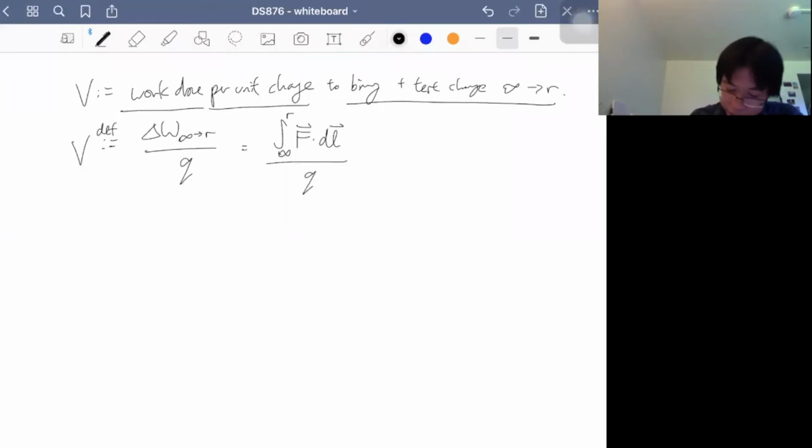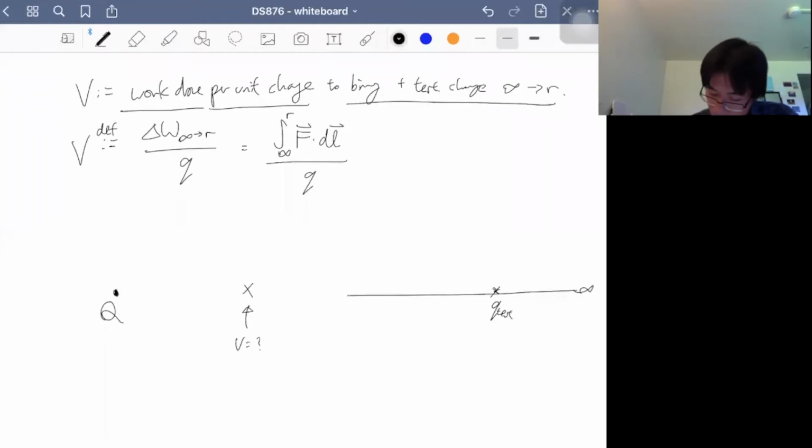All right, so if you have a point charge like this, of charge, let's say q. How do I find the potential at this point? So let's find the potential at this point. What you need to do is imagine you have a little test charge, Q test, to bring it from infinity all the way to here. Okay, how much work do you need? So you calculate that and divide by Q.